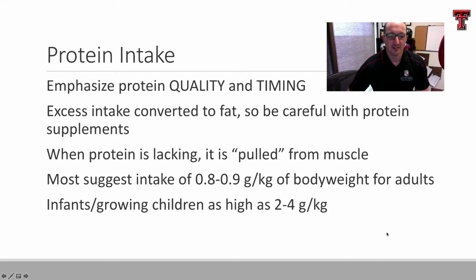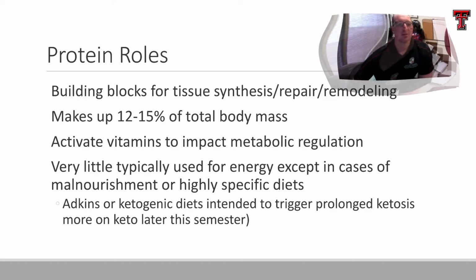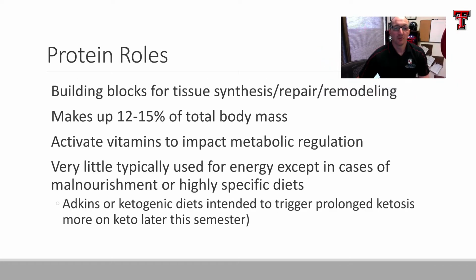As we said yesterday, most suggest anywhere from 0.8 to 0.9 of a gram per kilogram of body weight. Infants, growing children, as much as 2 to 4 grams per kilogram, so that's basically a gram per pound or more. And then we can also see similar numbers to that in heavy training athletes. So protein itself makes up as much as 12 to 15% of the body mass in a given individual.